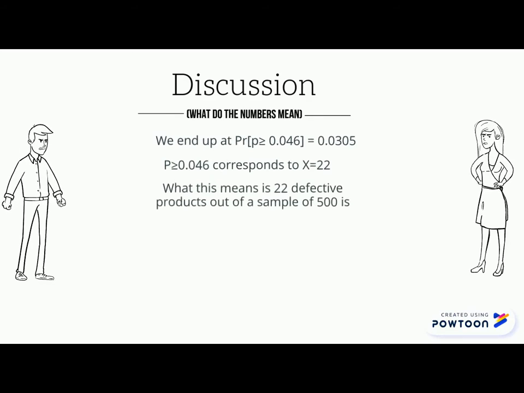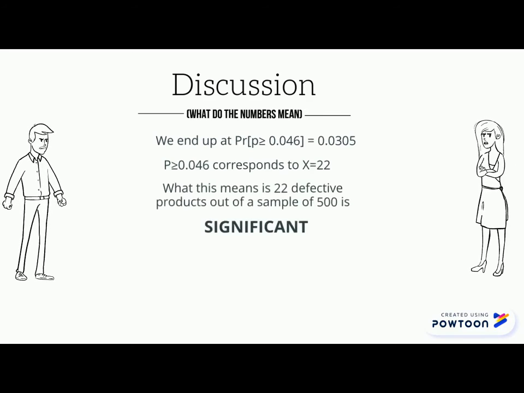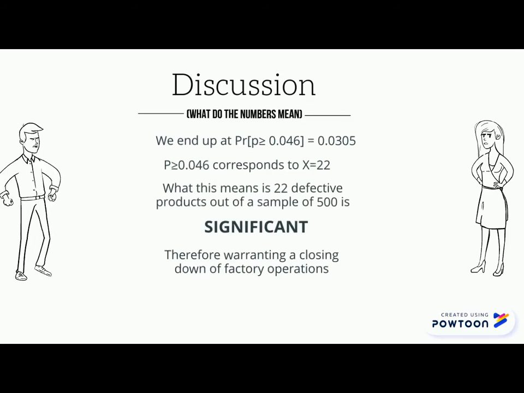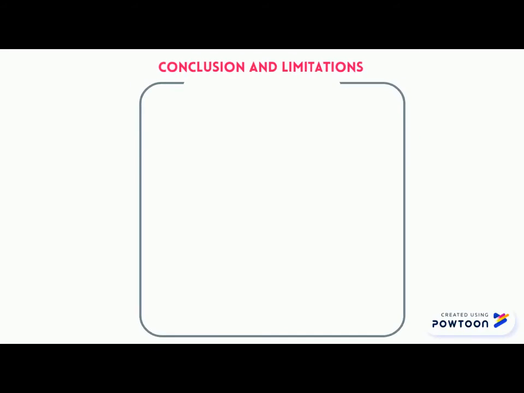This means that if there are 22 defective products out of a sample of 500, that number is significant, therefore warranting a closing down of factory operations. For conclusion, 3% of defects are acceptable. This is a pretty accurate estimation.